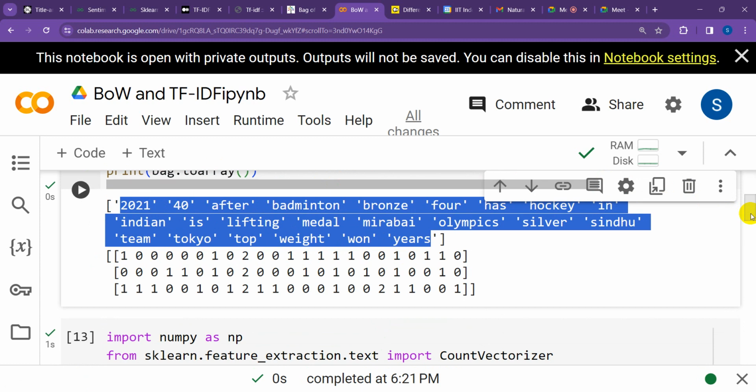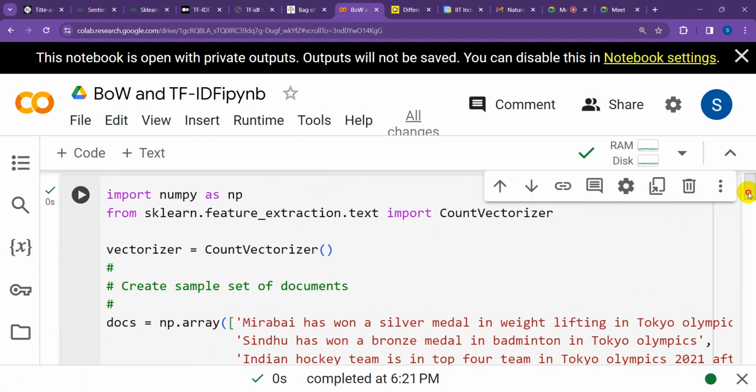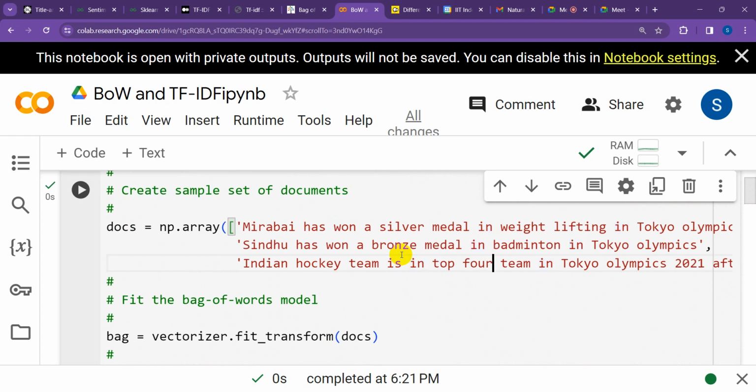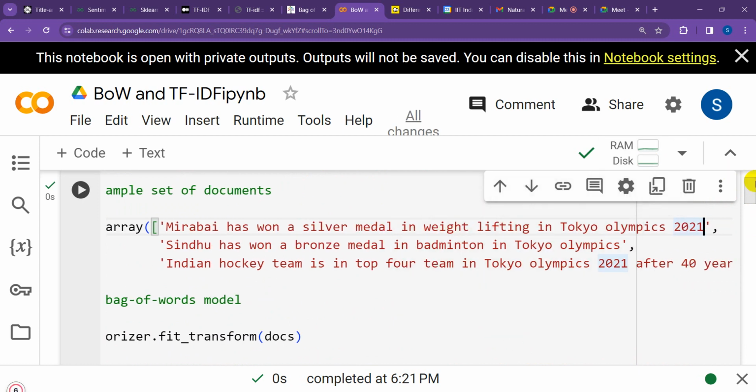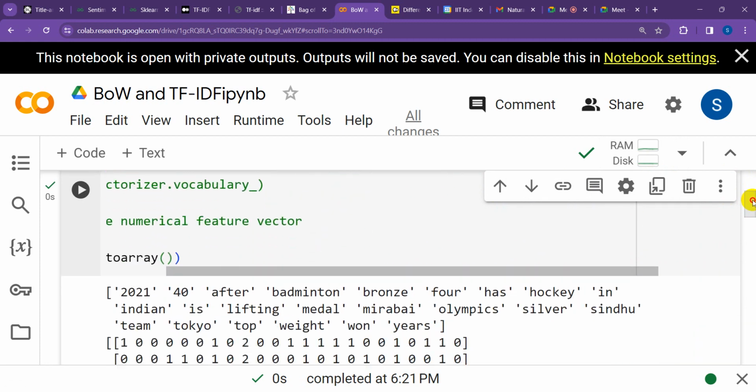See, the word 2021, does it appear in the first document? Let us see. This is your first document. Mirabai has won a silver medal weightlifting Olympics 2021. Since 2021 appeared, it assigned a 1 to every word that appears in the document. The word that does not appear, it will assign a 0. And if a particular word is repeating, which word? The word in is repeating 2 times.